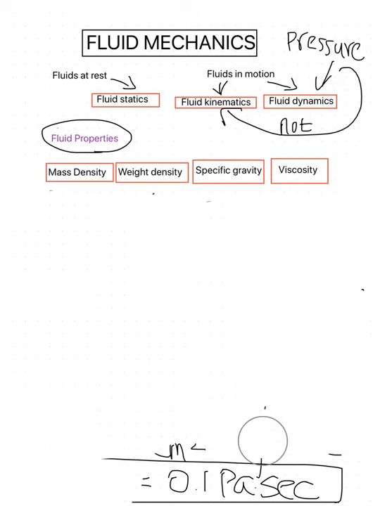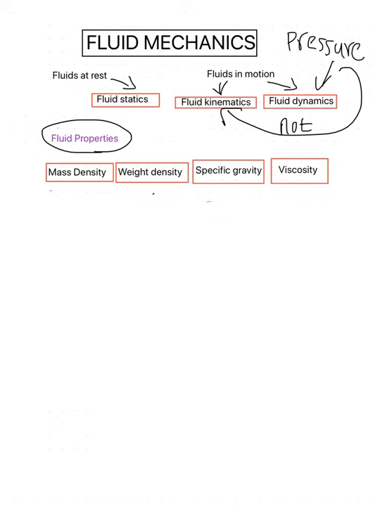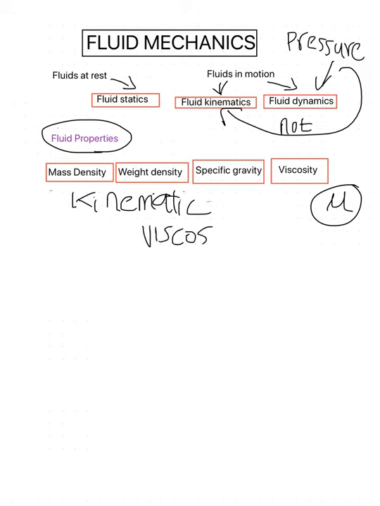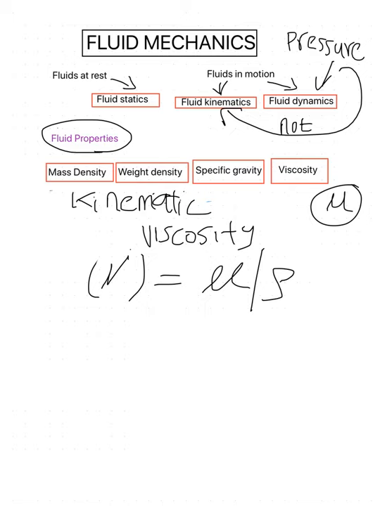Now that we know what viscosity is and the units of viscosity, we also come across a term called kinematic viscosity. Keeping mu aside, it is kinematic viscosity. Kinematic viscosity is the ratio of dynamic viscosity and mass density. So kinematic viscosity is represented as mu divided by rho.